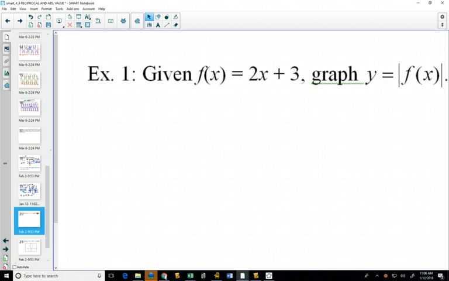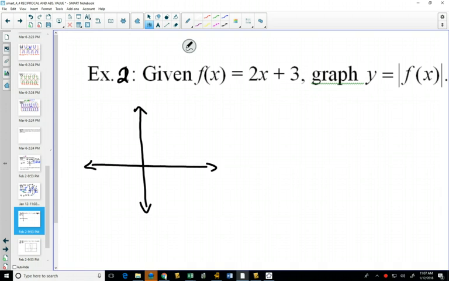Oh, I guess this is example 2, because I gave you one already. So if we know that f of x is a line, 2x plus 3, and we want to graph the absolute value of f of x, using our new technique we would say graph 2x plus 3. That has a y-intercept of 3, a slope of 2, so up 2 over 1.